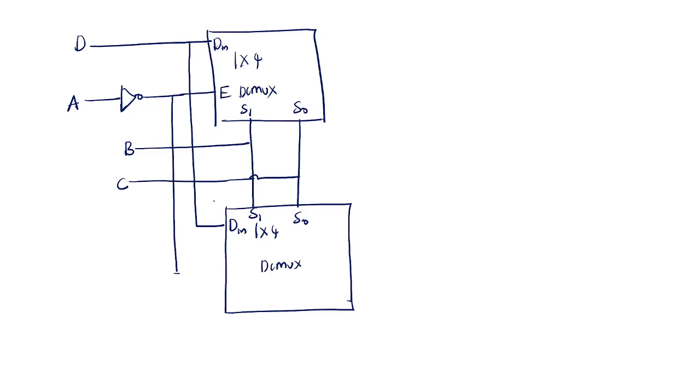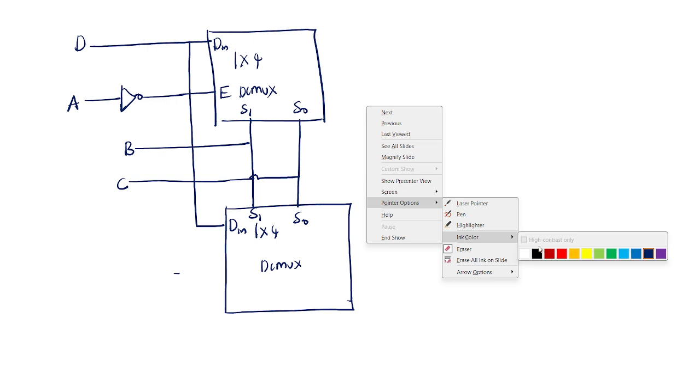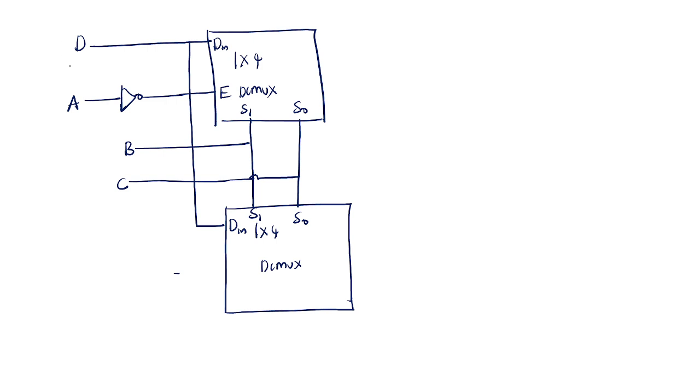Oh sorry, not this one. No, from here it will come. From where? Here it will come, the enable pin. Okay. Now if you observe the truth table, that means A, B, C.